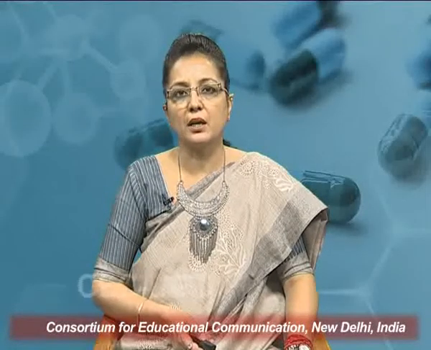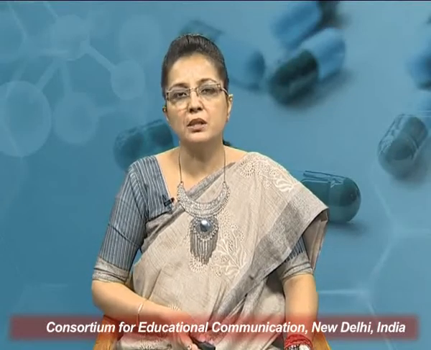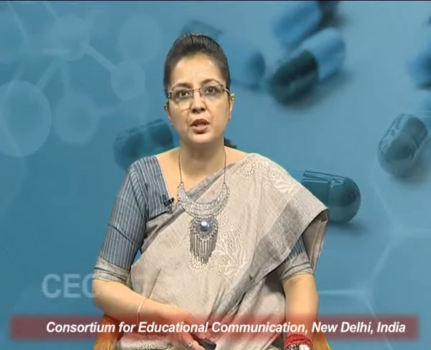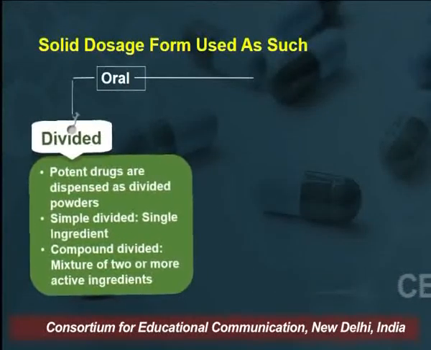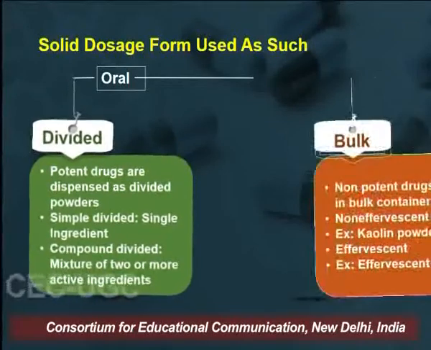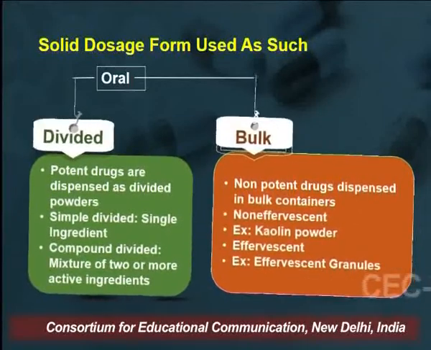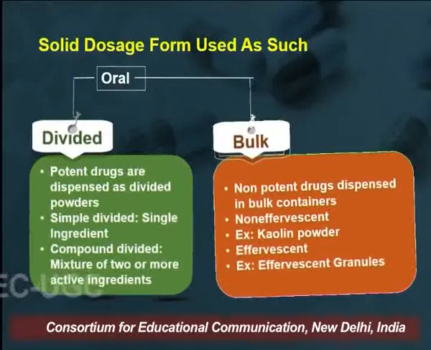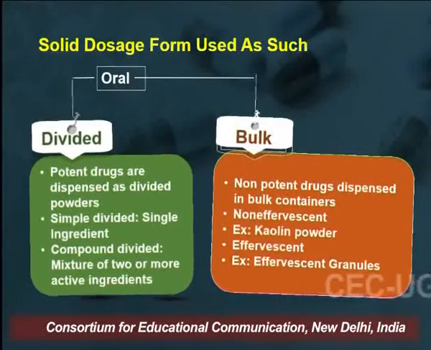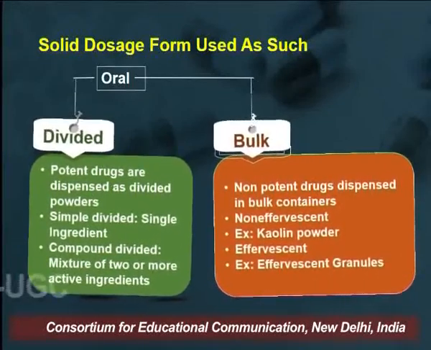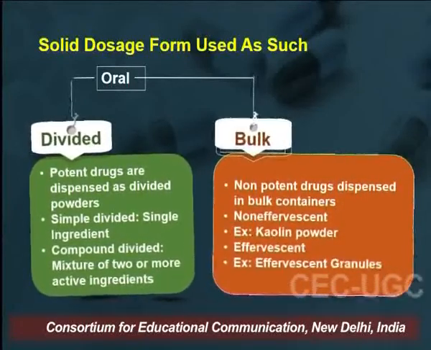Coming to the third categorization under the last type of integrated classification based on physical state and route of administration, it covers the oral route. They are powders which can be used as such. Powders can be divided powders or bulk powders. Divided powders are generally potent drugs administered as divided powders. They can be simple divided powders, which include a single ingredient, or compound divided powders, which include a mixture of two or more active ingredients.